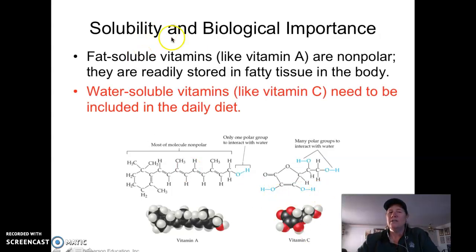So water soluble vitamins need to be included in your daily diet, but they will dissolve in water, so your body will wash them out. So you'll use what you can, but what you don't need, you'll get rid of. Vitamin A will be stored, and again, that can be toxic. Most people don't have too much vitamin A in their body. Some people just get crazy, you know how that goes.